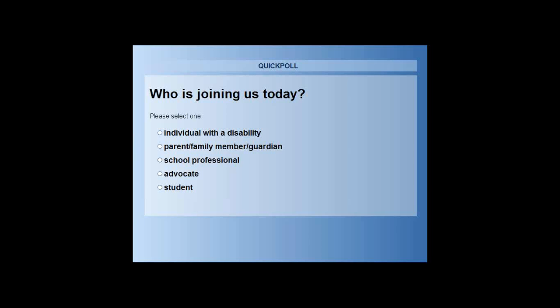For those of you responding to these polling questions, are you an individual with a disability, a parent, family member or guardian of a person with a disability, a school professional, an advocate, or a student? And we are asking you to make a forced choice here. So if you are more than one of those things, please let us know how you would like to be identified today. And I'm going to leave the poll open for a little bit longer.